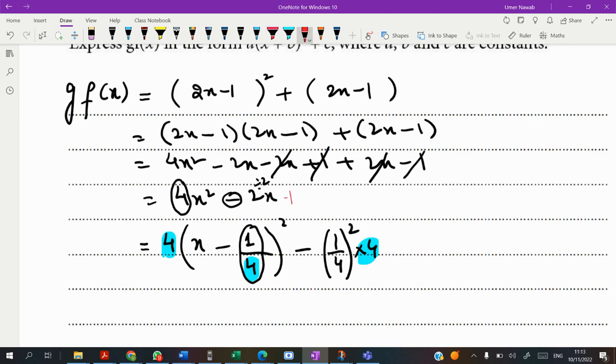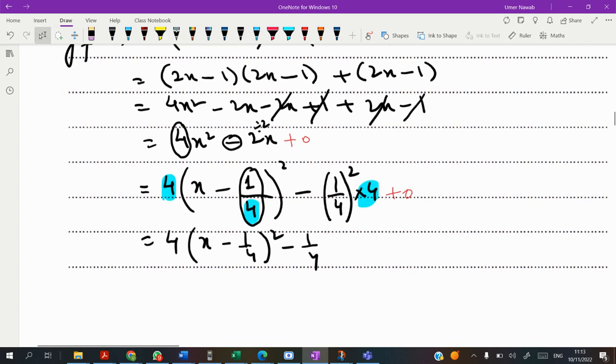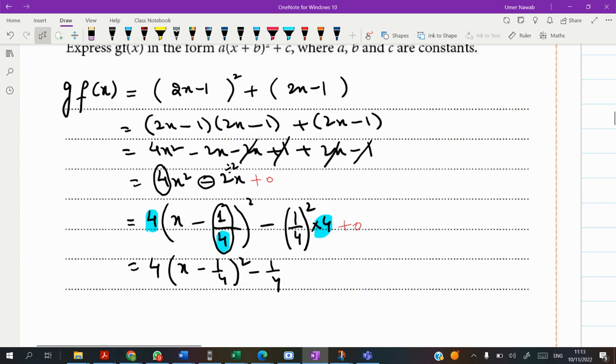Do we have any number outside? This is 0. When I simplify it, I'm going to get 4 times x minus 1 over 4 whole squared, minus, after simplification, it will give you minus 1 over 4. From here I can easily write the vertex. Okay, the completing the square form is done.